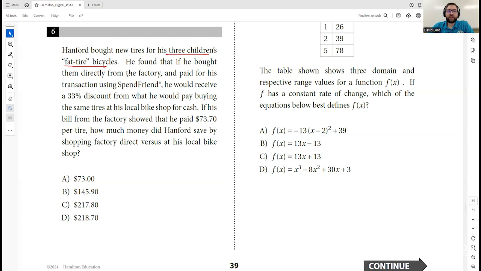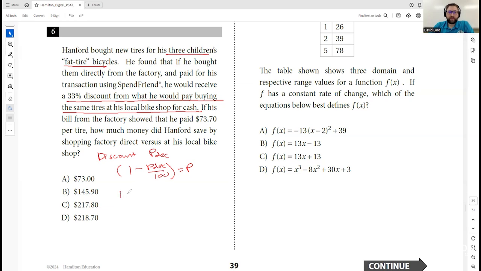He found that if he bought them directly from the factory and paid for his transaction using SpendFriend, not PayPal, he would receive a 33% discount from what he would pay buying the same tires at his local bike shop for cash. So this is another percent problem, but we're using a discount. Whenever we have a discount, we use percent decrease, and we use 1 minus the percent decrease over 100 as our P for the POO formula. So let's go through this process.